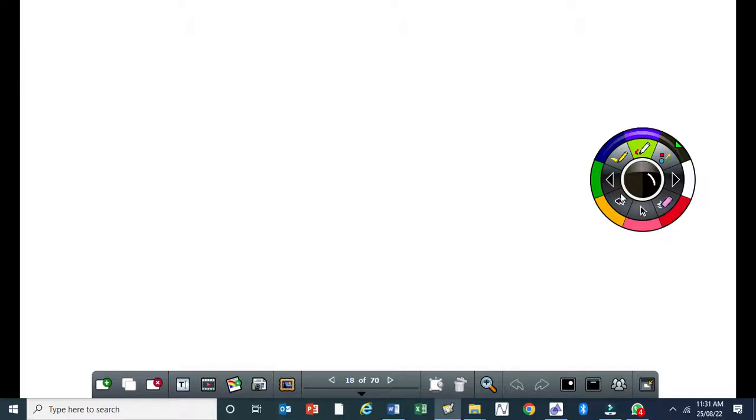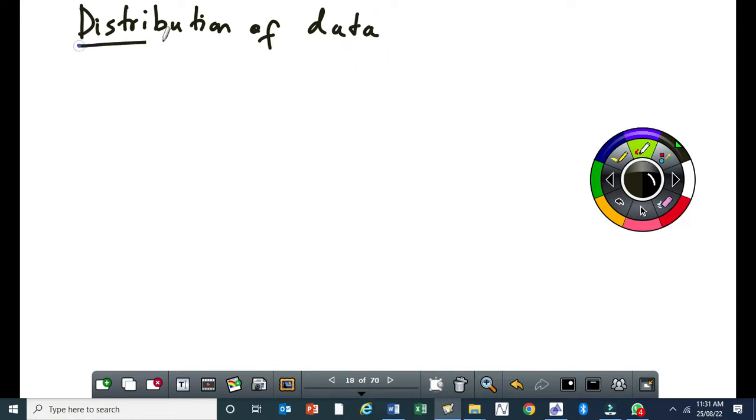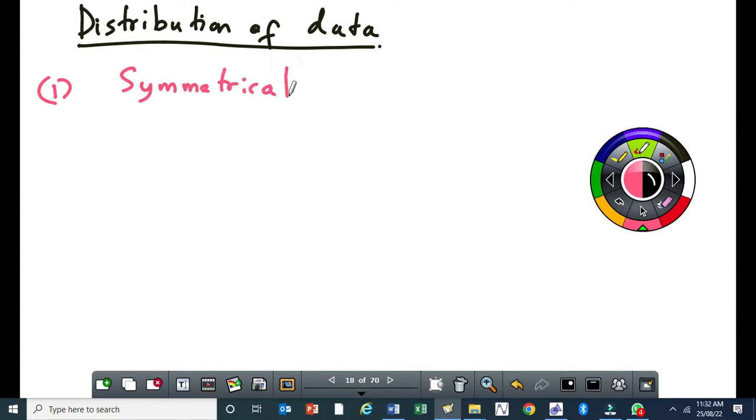Is going to be distribution of data. Now, the data can have maybe three situations in terms of distribution. So the first case, which is an abnormal case, we have symmetrical data.